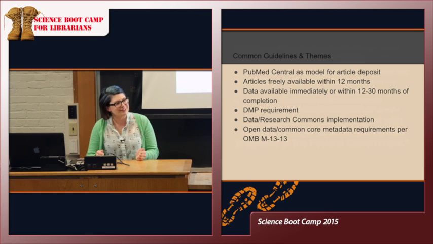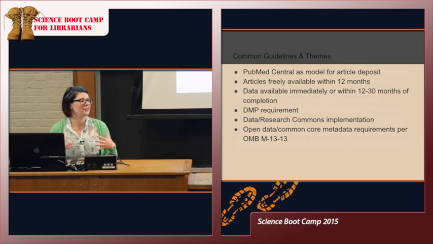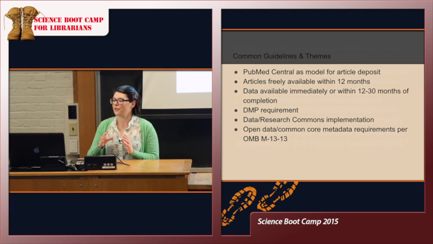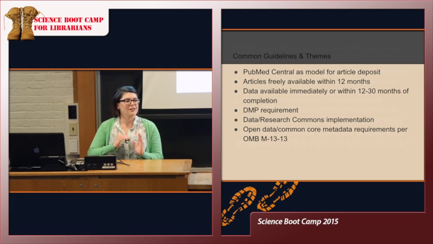Data available immediately or within 12 to 30 months of completion. So that's really, really cool. A lot of folks want the data available at time of publication. And then again, recognizing that sometimes it takes a lot of time to pull together all the parts of a data set, they are also saying, it's okay if you need a little bit of time, but we do want to see that data set available. Again, data management plan requirement, they're going to be offering more guidance. Not very many of them other than the NSF are too deeply fleshed out yet, but they're getting there.